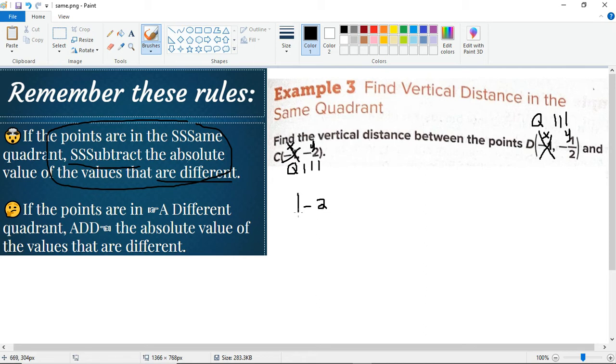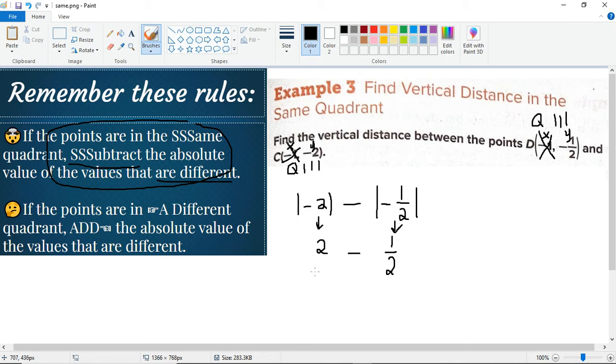So remember, absolute value is these absolute value bars. That means I don't want to subtract a -2, I'm going to actually subtract a +2. And then the other one, I have to subtract from a -1/2, and I have to take the absolute value of that, which is always positive. So I have to subtract 2 minus 1/2.